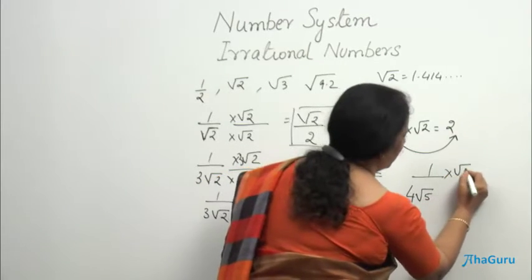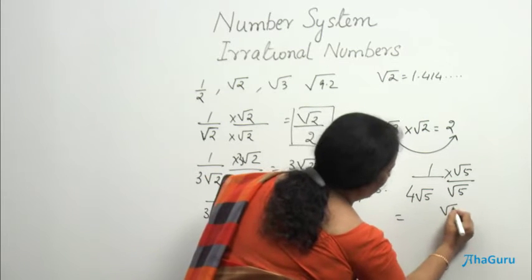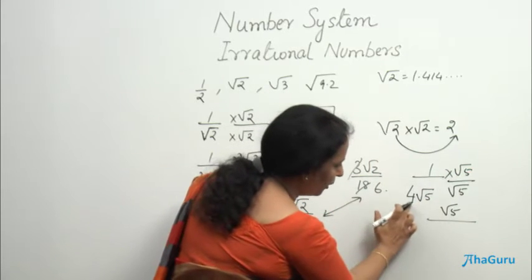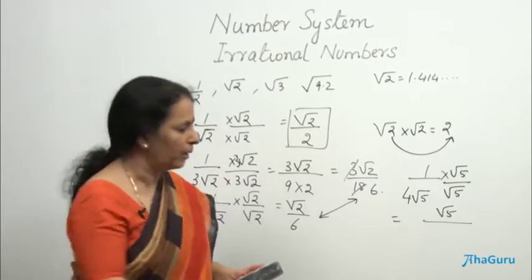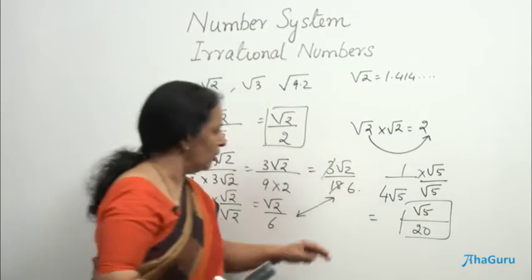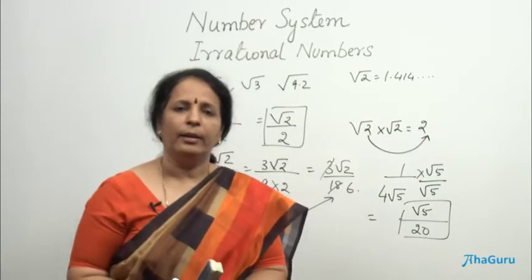So, if I multiply by root 5, here also I multiply by root 5, I will get root 5 in the numerator of course, and the denominator 4 into root 5 into root 5. What is root 5 into root 5? It is 5. 5 into 4, 20. So, this is the answer for this question. So, we say that 1 by 4 root 5 has been rationalized.